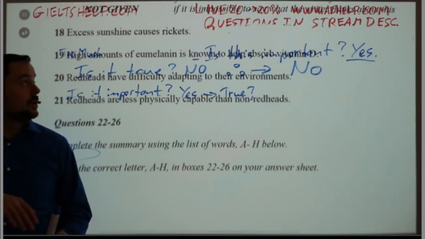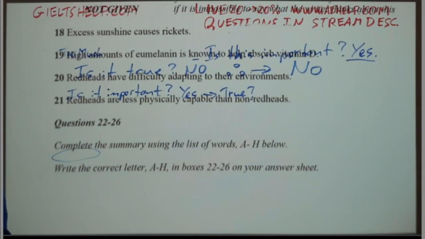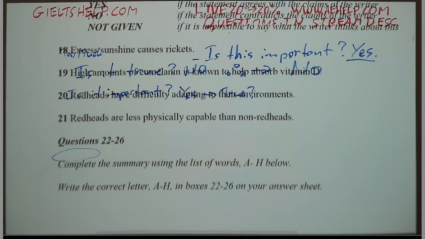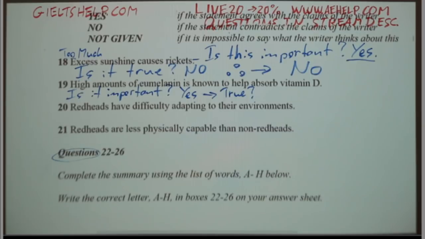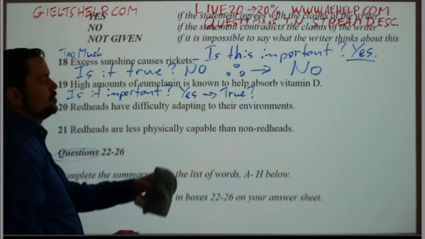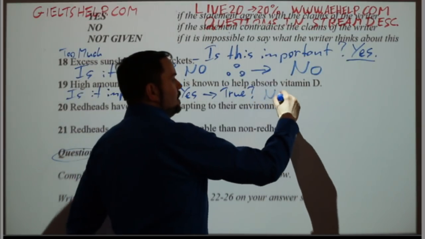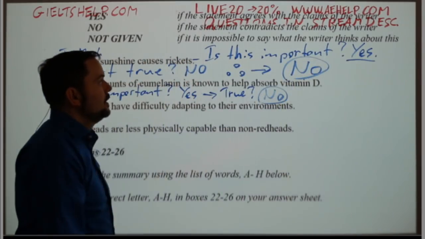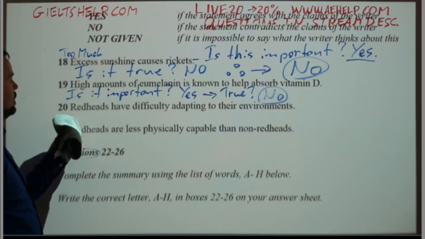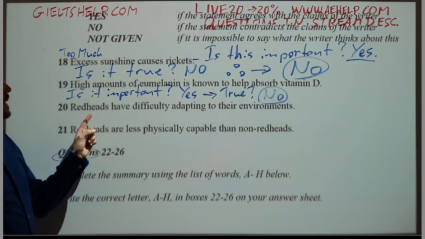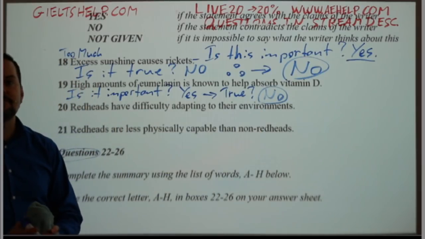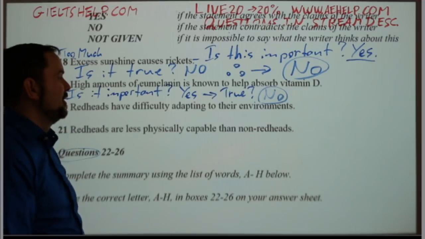The true, false, not given. And I have to line it up here for you. Okay, so is it true? No. So the answer here is no. So for 1 and for 2, the answer is going to be no. All right, let's jump to number 20. Redheads have difficulty adapting to their environments.